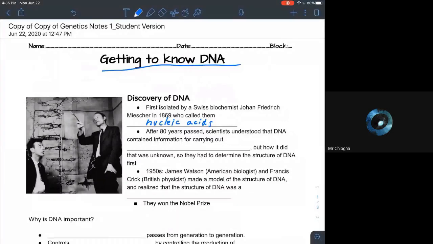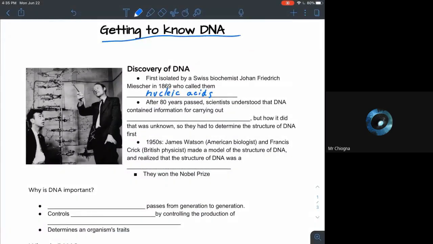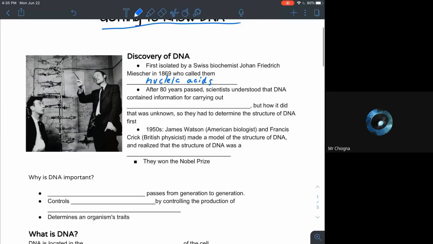And after 80 years passed, scientists understood that DNA contained information for carrying out all sorts of different activities in the cell. Okay, so the DNA we found out eventually produced proteins. The DNA acts like a blueprint from which proteins and enzymes are made, and from those proteins and enzymes, all the cell activities are carried out. That includes the building up of new cells, the repair of cells, information that passes in between cells. So all of those functions. So we'll just write down cell activities.